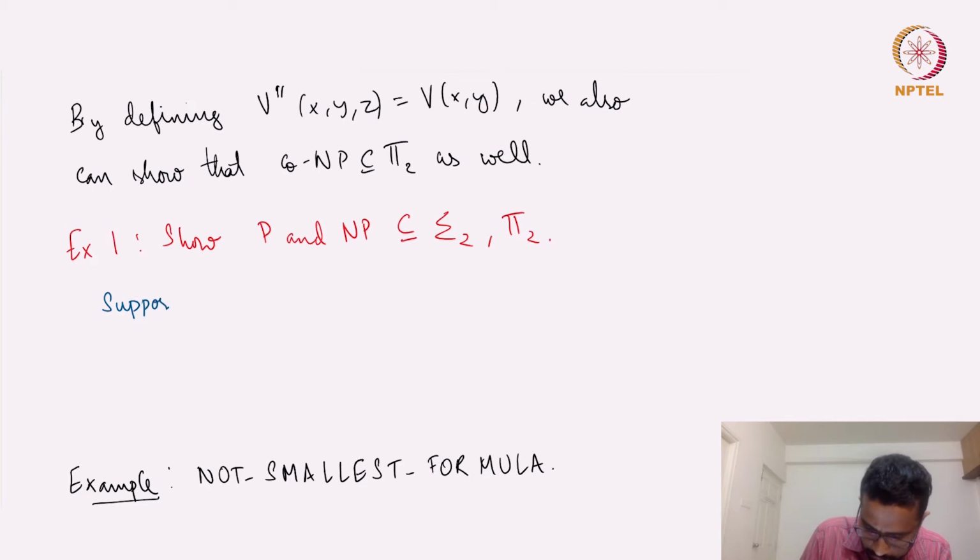For instance, let's say to show one thing, suppose we want to show NP is in sigma 2, right? Suppose L is in NP, right? This means L complement is in co-NP.